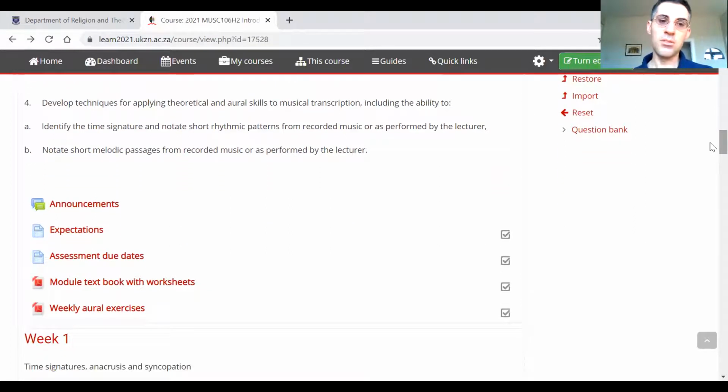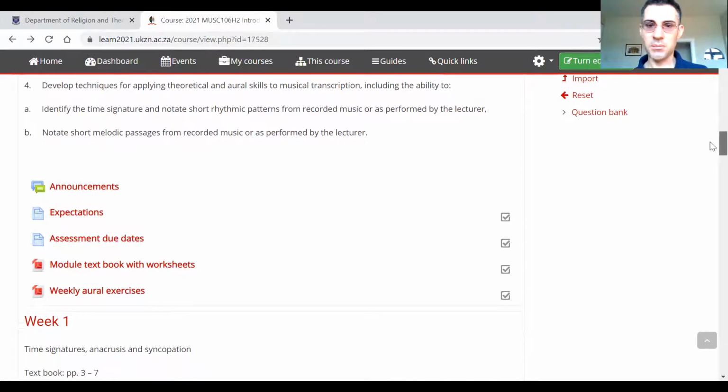And the fourth aim is to develop techniques for applying theoretical and oral skills to musical transcription. And we started doing a little bit of that last semester. Okay, so we'll continue with that this semester.